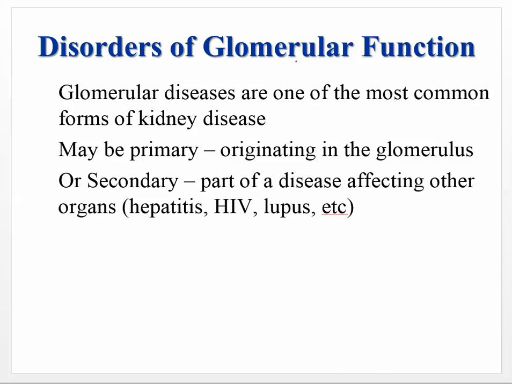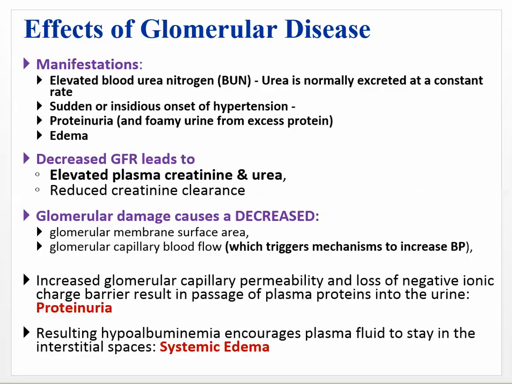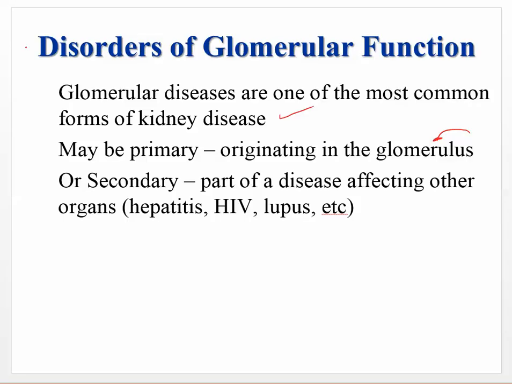To understand that, let's look at disorders of glomerular function. Glomerular diseases are one of the most common forms of kidney disease. So when your glomerulus doesn't work, that's not a good sign. It may be primary, meaning it originates in the glomerulus, or it could be part of a different disease. A different disease could be the problem, but then it affects the kidneys as well. HIV, hepatitis, lupus, these are some examples, probably diabetes. It would also be included in that, and we'll talk about some diabetes-related kidney diseases.